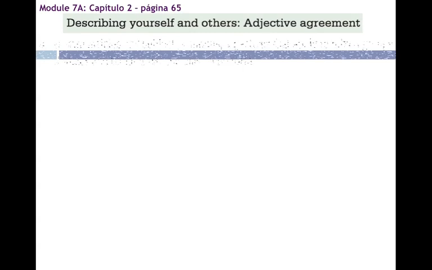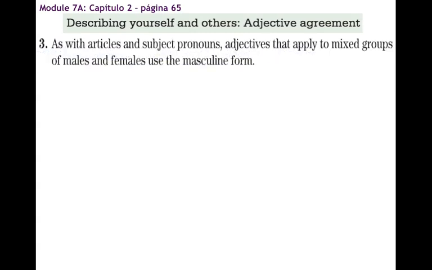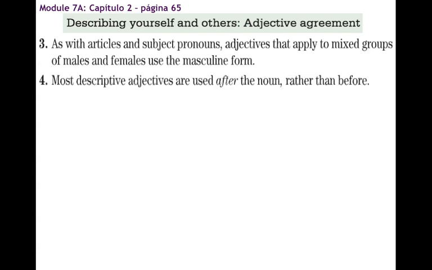Let's continue with some of these rules that are associated with adjectives. As with articles and subject pronouns, adjectives that apply to mixed groups of males and females use the masculine form. So for example, if we want to say they are tall and the they includes a few guys, a few gals, we would say ellos son altos, and we would use that masculine plural form. Most descriptive adjectives are used after the noun rather than before. So we have chico alto, niña baja, and we will learn some exceptions to that in another slide or so.